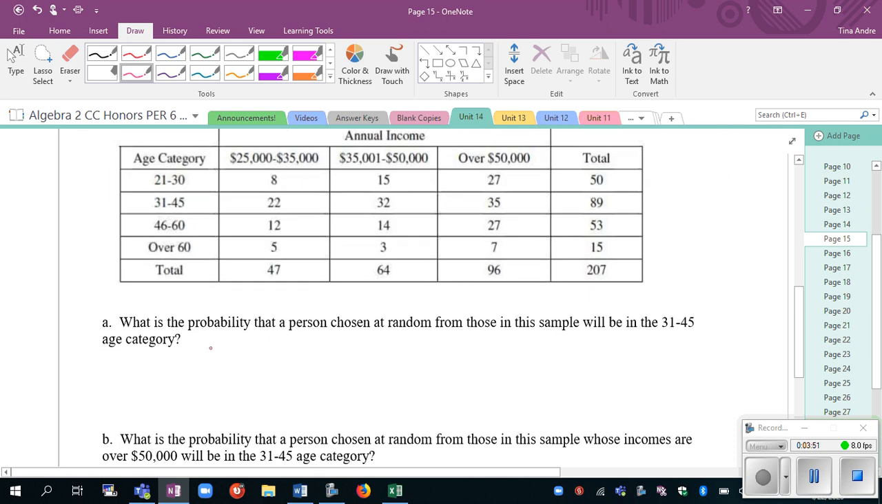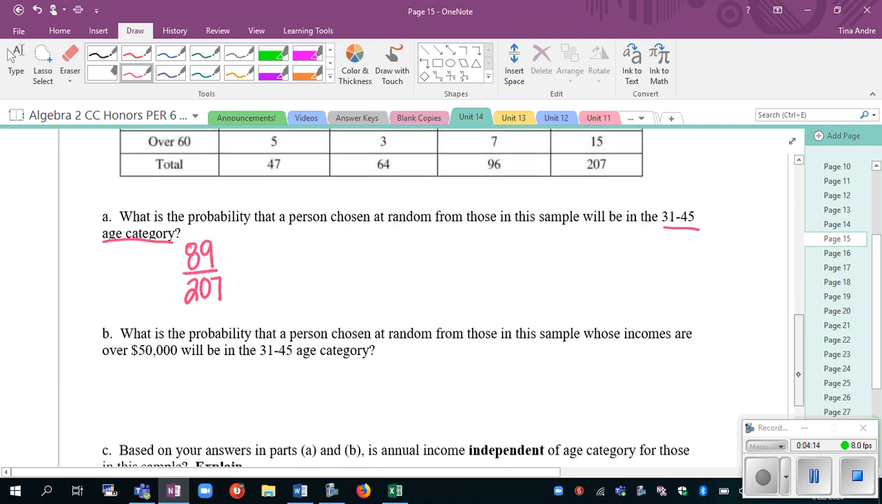What is the probability that a person chosen at random from those in the sample, so out of everyone, will be in the 31 to 45 age category? Out of 207 people, how many are in the 31 to 45 group? Go to the end of the row: 89. Again, we'll just leave that as a fraction.